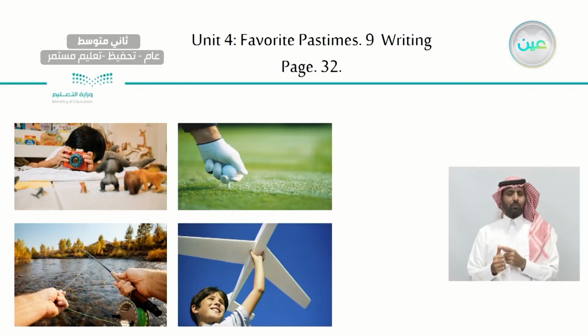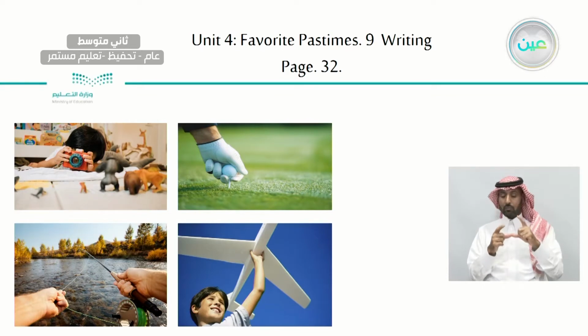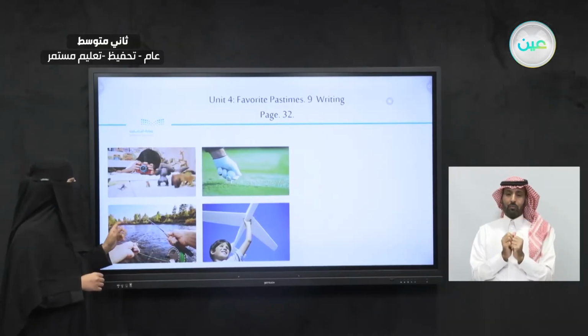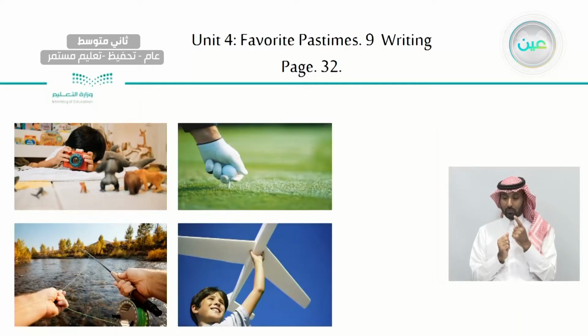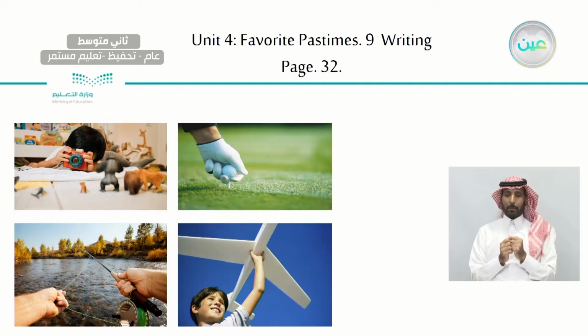But before we start, let's take a look at these 4 pictures. What is a common thing between these pictures? What can you see in each one of these pictures? Let's take a look at the first one. You can see a little boy here. What is he holding in his hand? He's holding a camera. So maybe he's thinking about taking pictures in the jungle or in the safari.